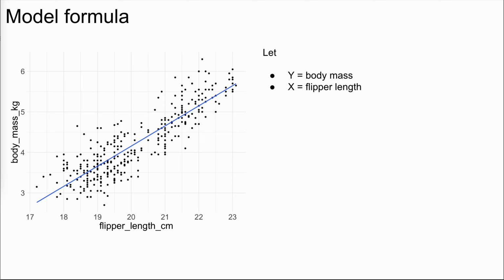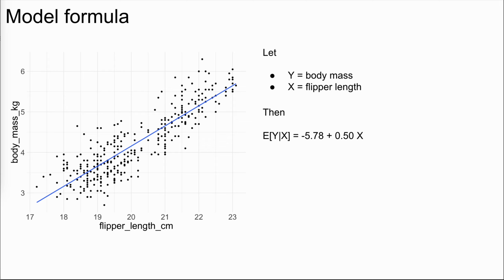To utilize the simple linear regression model, we need to obtain the model formula. First, let y represent the body mass response variable, and x represent the flipper length predictor variable. Then the formula for the simple linear regression model drawn here is as follows.